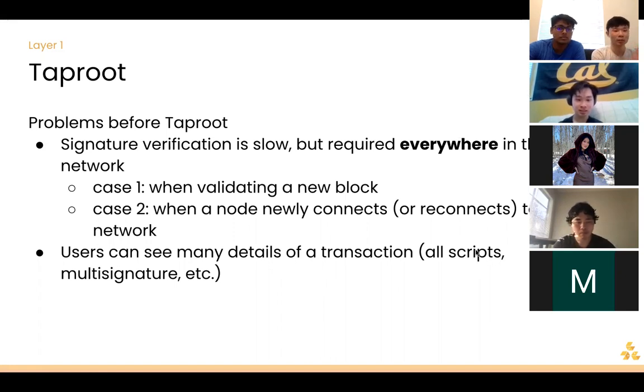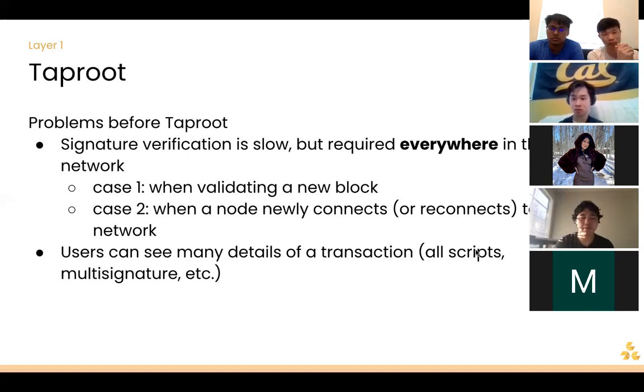But anyways, let's talk about Taproot. There are some very clear focal points when looking at what we can improve in the system to scale. One of the first things with Bitcoin, at least, is signature verification. Signature verification literally happens everywhere. So many signatures are verified every second.